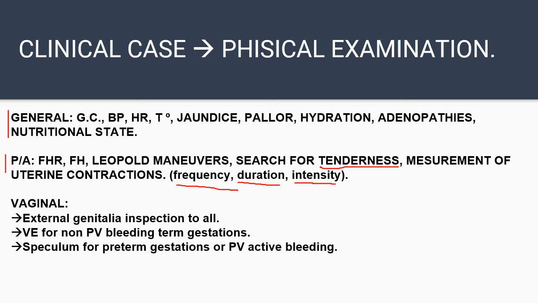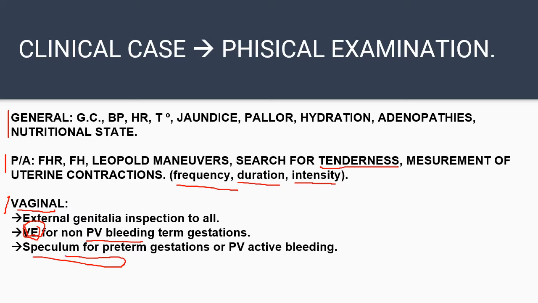After the per-abdominal examination, you have to perform the vaginal examination. This is very important because the vaginal examination has some risk. So we need to avoid the vaginal examination in special cases, for example, in PV bleeding, or in preterm gestations. So the external genitalia inspection we have to do for all women, but the vaginal examination only in non-PV bleeding women and in term gestation. If the mother is bleeding per vaginam, or if the mother is preterm, we cannot do a vaginal examination and we need to do a speculum examination.